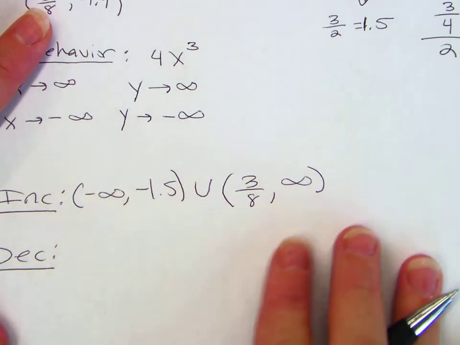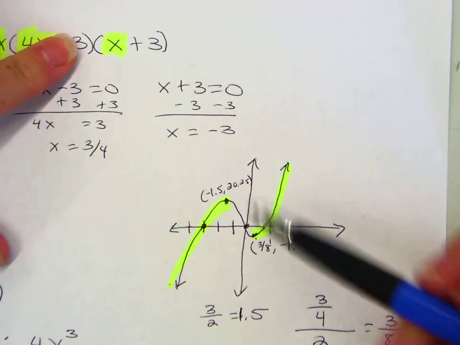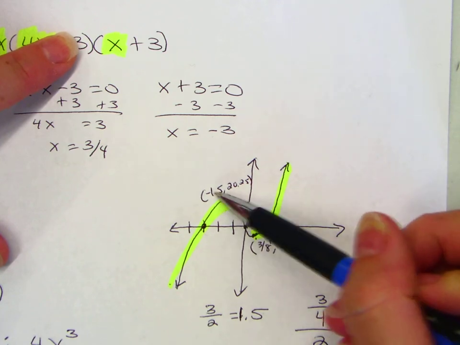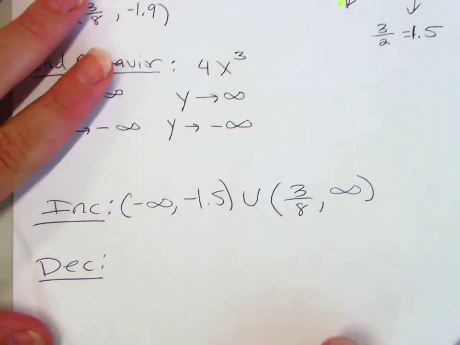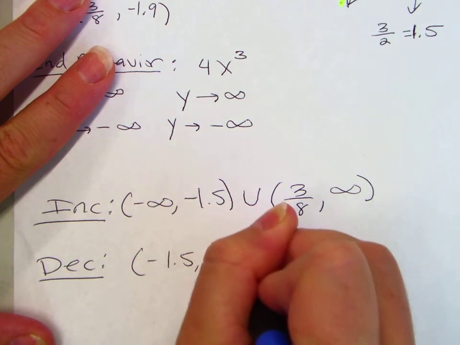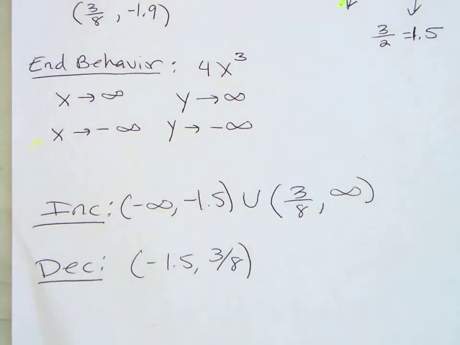Last is decreasing. All right, everywhere that's not highlighted, it's just this piece. Negative 1.5 to 3/8. And that's your answer. Okay, let's do one more together. Okay, number 2.